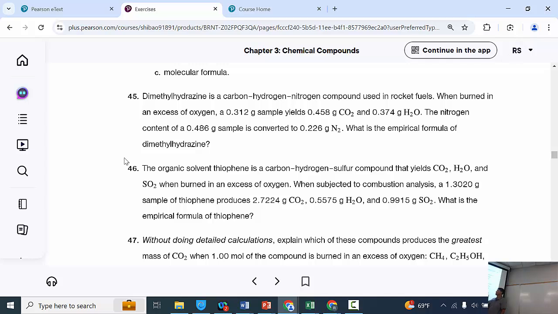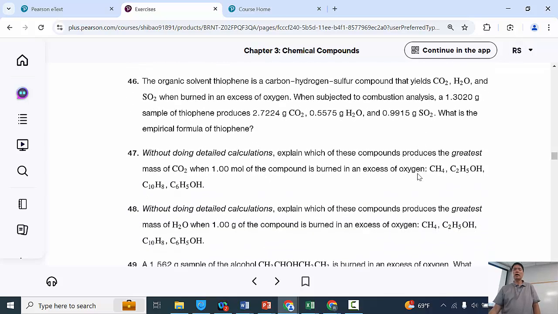It would be sulfur trioxide because sulfur trioxide has an oxidation number of 6. 6 is the max for sulfur. But it's okay. It doesn't go to sulfur trioxide. It just goes to sulfur dioxide, and this is fine.